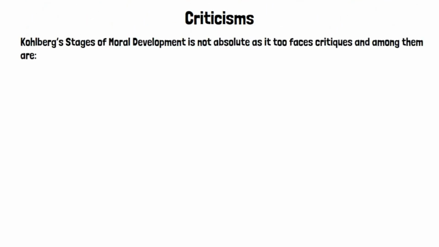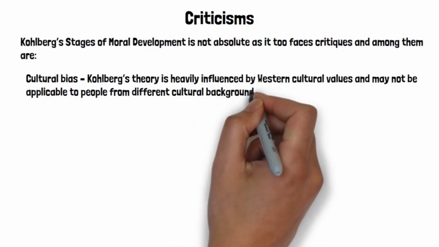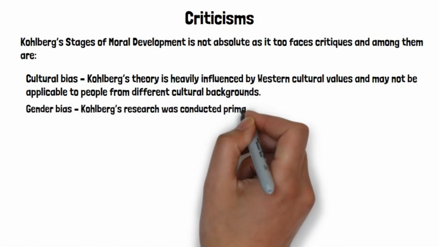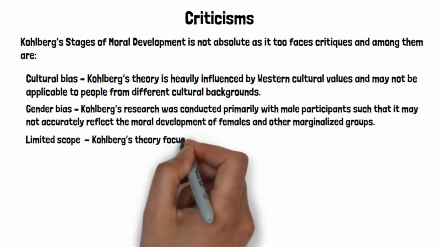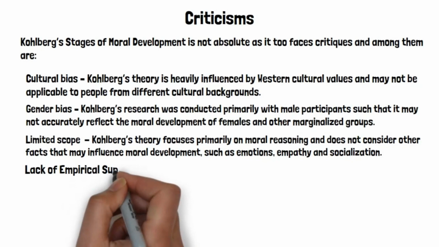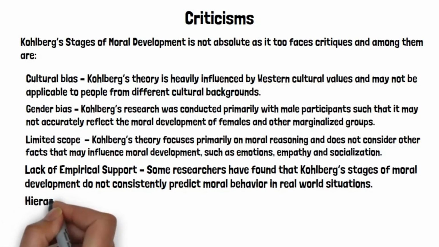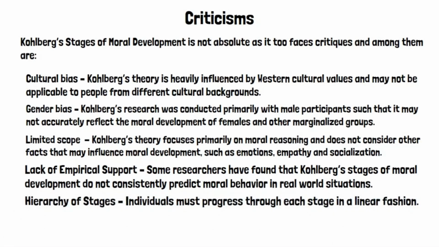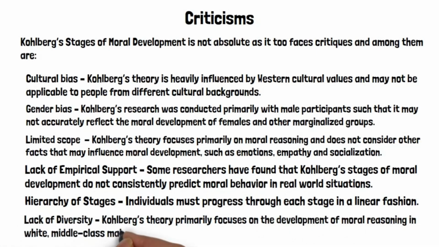Kohlberg's stages of moral development is not absolute, as it too faces critiques, and among them are cultural bias, gender bias, limited scope, lack of empirical support, hierarchy of stages, lack of diversity. Kohlberg's theory primarily focuses on the development of moral reasoning in white, middle-class males.